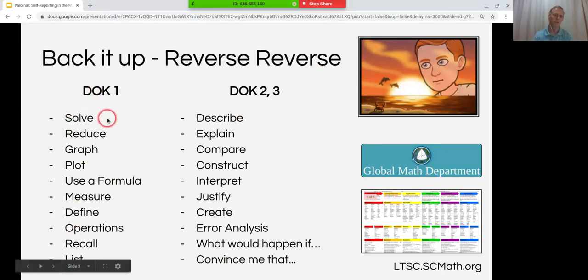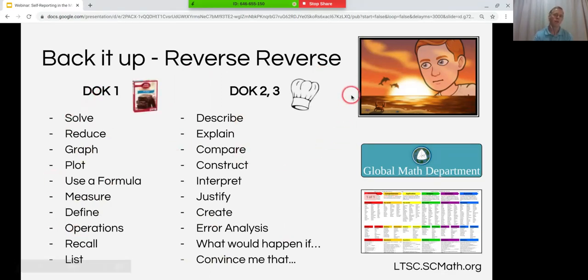The problem with procedural parts is that there's tools that do that for us. There's calculators that do that for us. What we want to get at is the kids thinking.